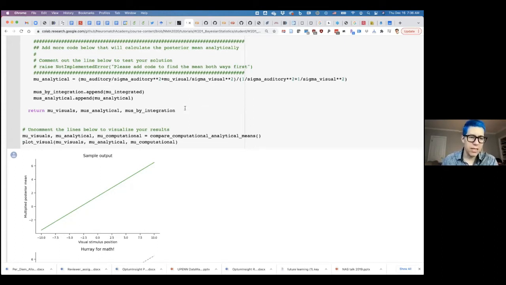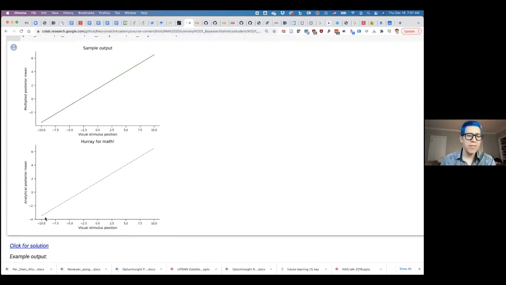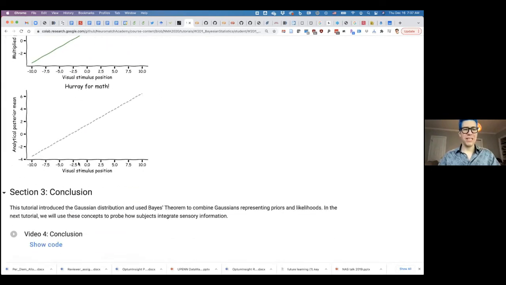No, there's something wrong. I must have normalized wrong. So what we have here on the x-axis, oh no, here. At the bottom we have what math predicts. At the top we have what we get with our way of calculating it, with all the normalization, all the things. And look here, multiplied prior mean and analytic posterior mean exactly identical. Hooray for math, math works. Here we convinced ourselves that at least in principle, things are right.